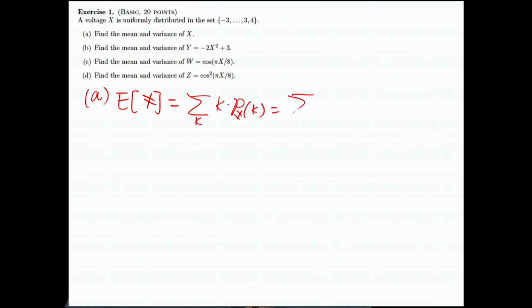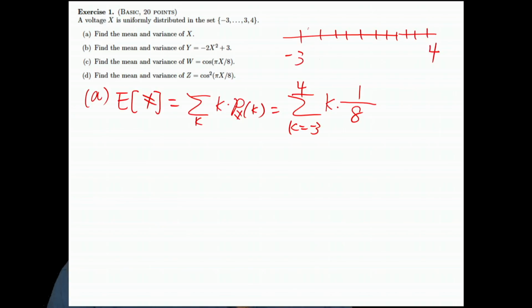which means k from -3 to 4, k times the PMF. The PMF should be 1/8, because -3 to 4, and here's 0. So 4 minus -3 plus 1 is 8, so 1/8. Then the mean here is 1/2.